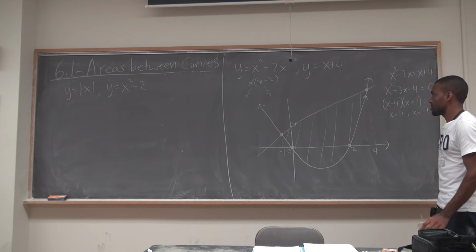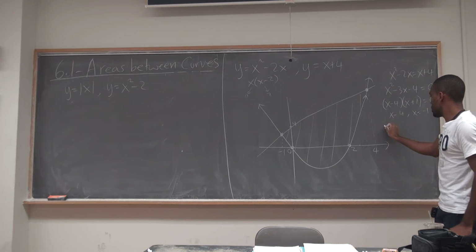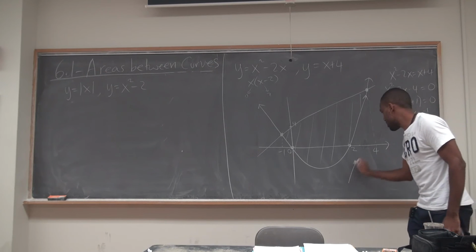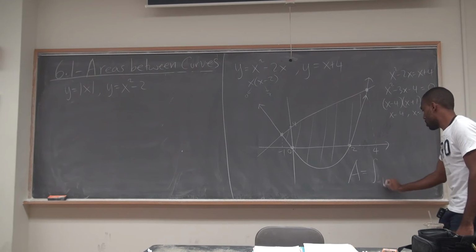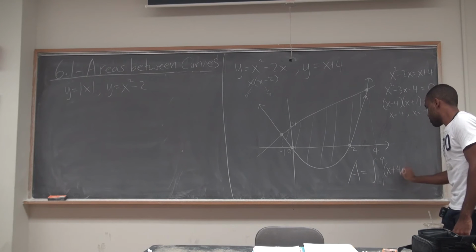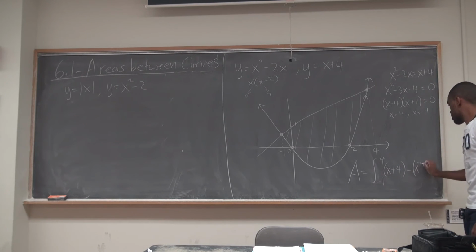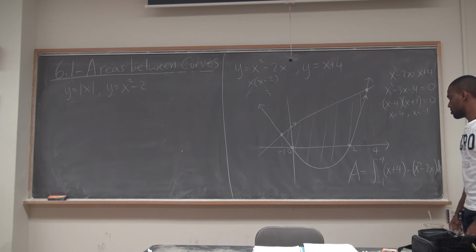So you can set up the area as the integral. Area, in this case, would be the integral from negative 1 to 4 of x plus 4 minus x squared plus 2x. Yes. And that's whatever.